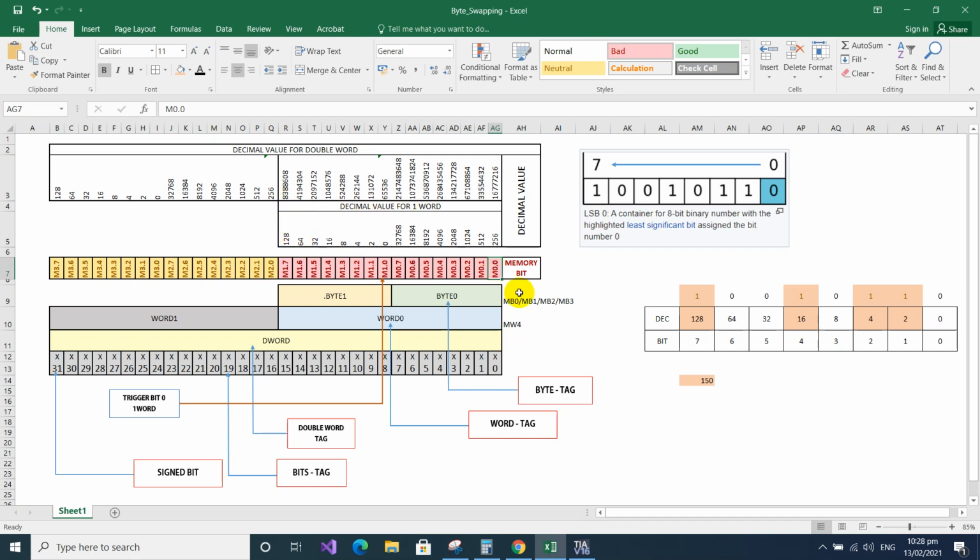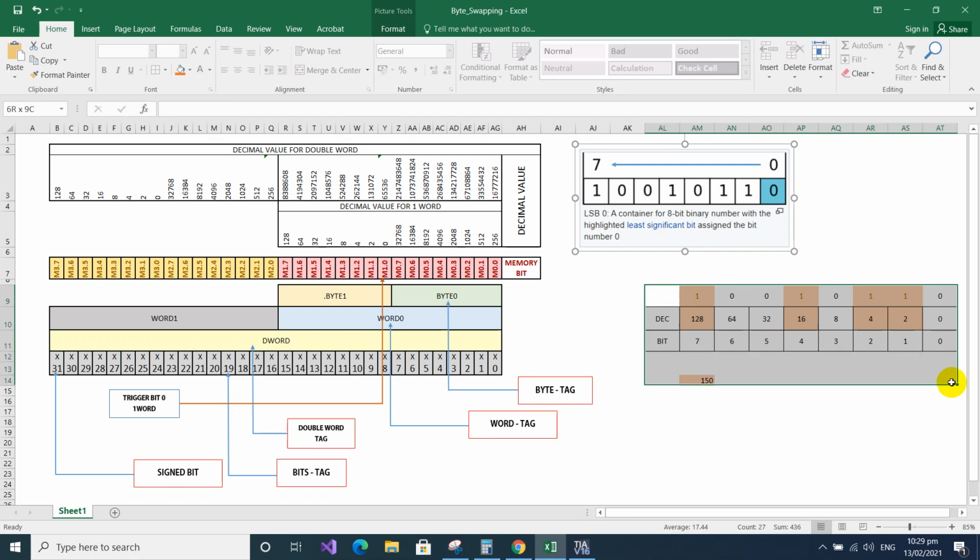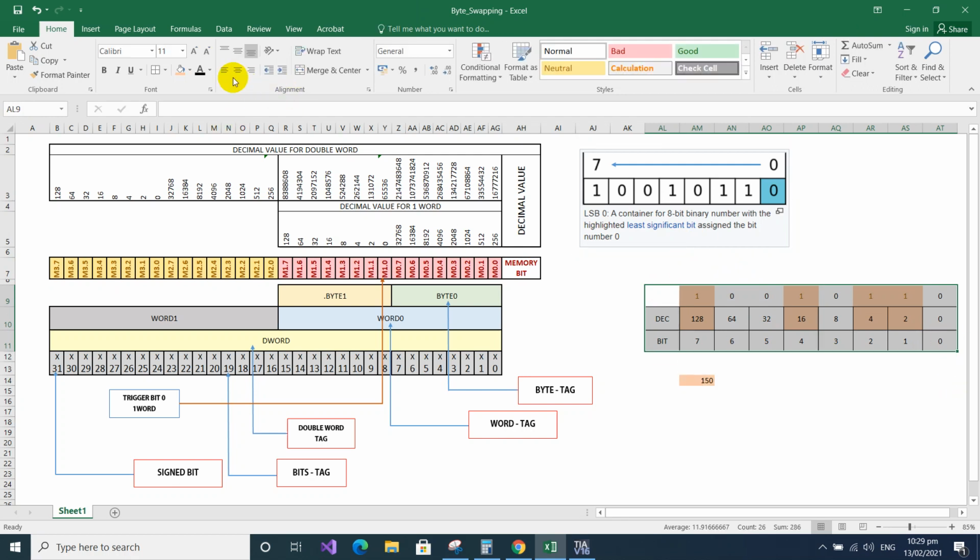I hope you got it. Now, let's proceed to decimal value. This one is only a representation of 1 byte. So this example is only for 1 byte. How about if we are applying this in one word?